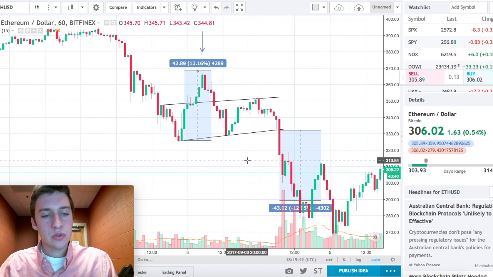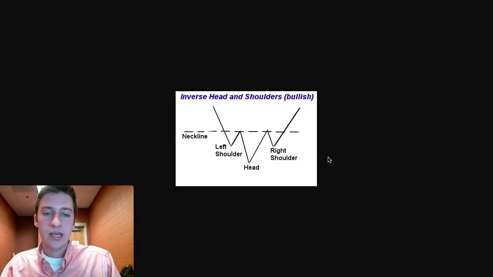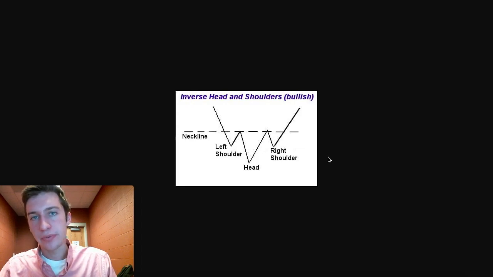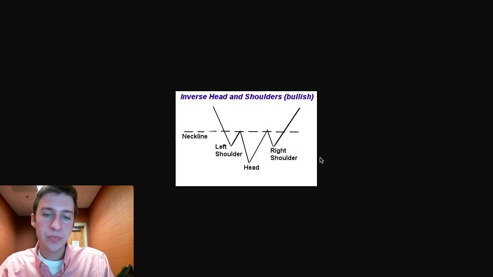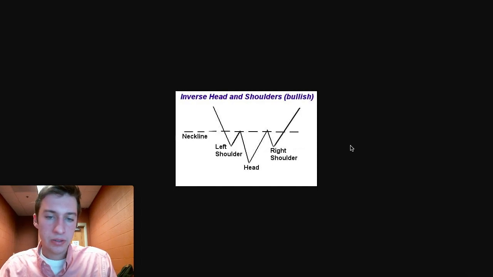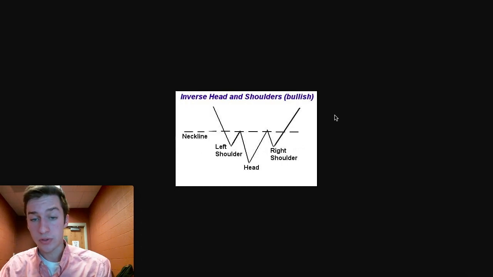Now let's go on to the opposite, which is called the inverse Head and Shoulders. So this is basically just a mere flip of our Head and Shoulders pattern. And this time what we see is typically a slightly higher left shoulder than right shoulder. Besides that, it's basically the same thing. Think about it just as a bullish instead of a bearish chart pattern. Again, these can be continuations or reversals.